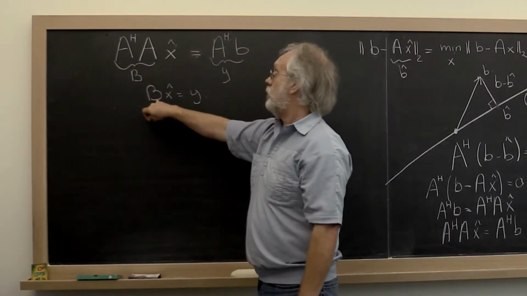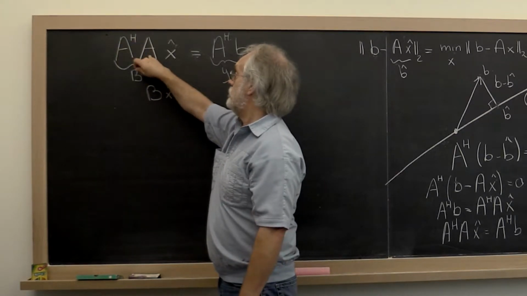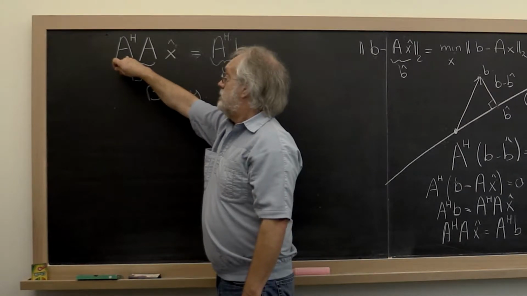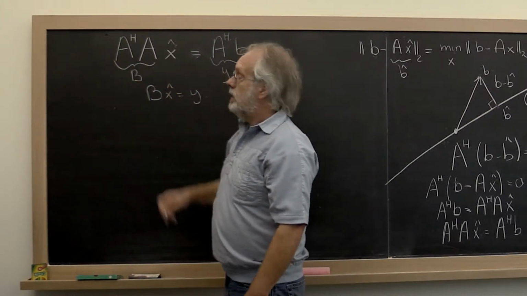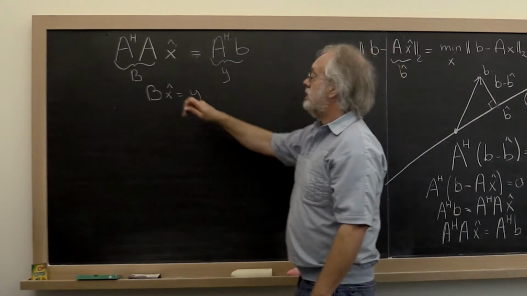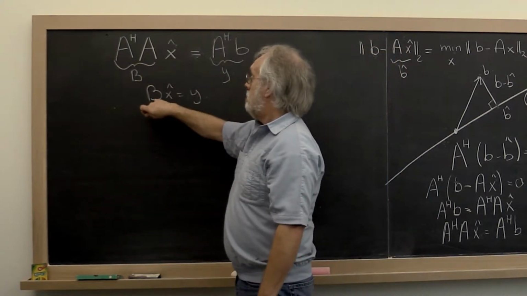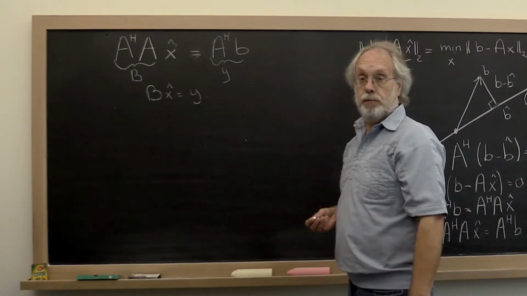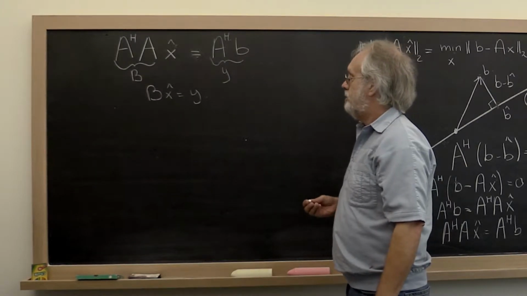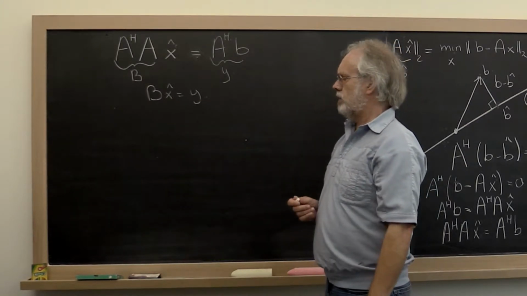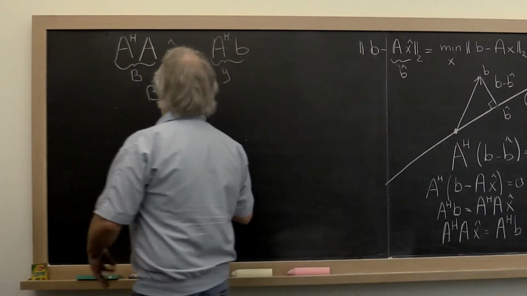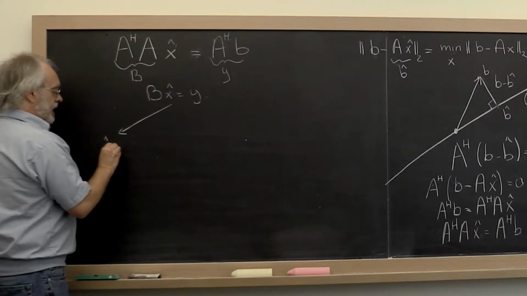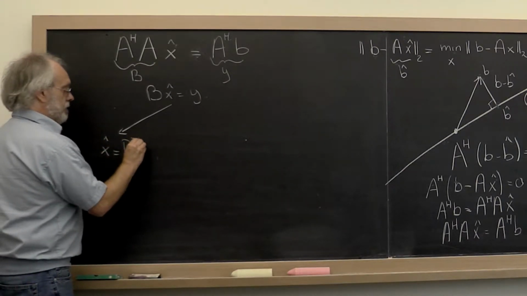Now notice that B is now a square matrix, because A Hermitian transpose times A gives you a square matrix. If A is m by n, then this matrix is n by n. And we already commented on the fact that if A has linearly independent columns, then B is a non-singular matrix, and therefore we know that this has a unique solution. Okay, now the question becomes, how do we solve this? Well, one way is to say, mathematically this is the same as computing x hat is equal to B inverse times y.